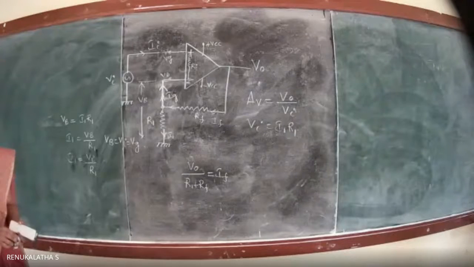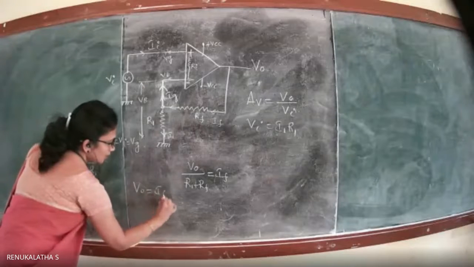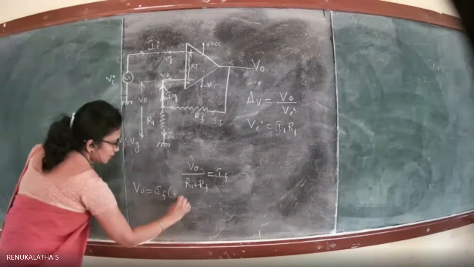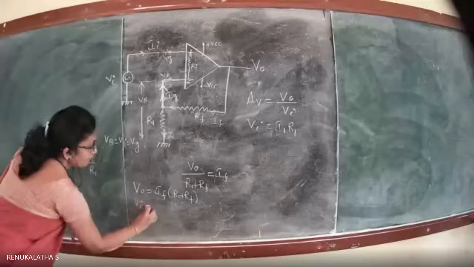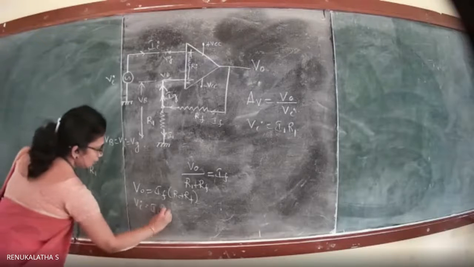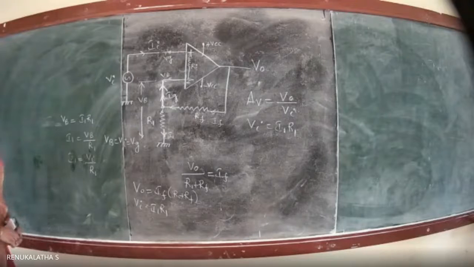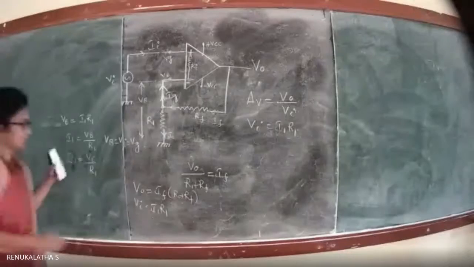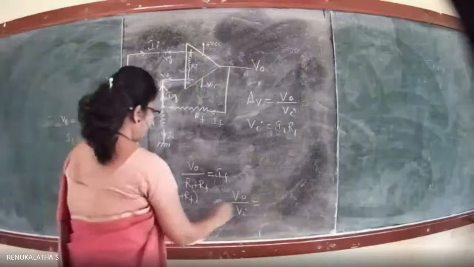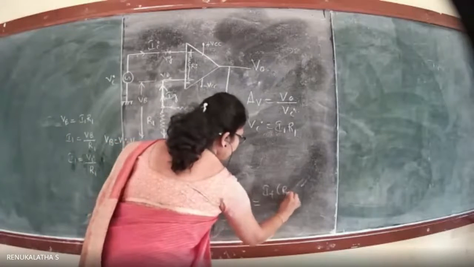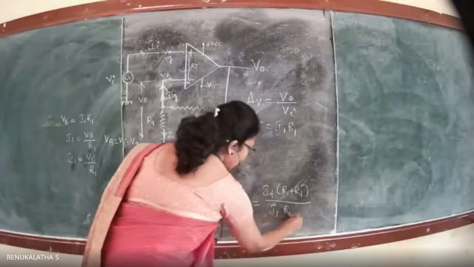Now how do you find the voltage gain? We got V naught. V naught is equal to IF multiplied by R1 plus RF. What is VI? That is equal to I1 into R1. So what is V naught by VI, the voltage gain? V naught by VI is equal to IF multiplied by R1 plus RF, divided by I1 multiplied by R1.